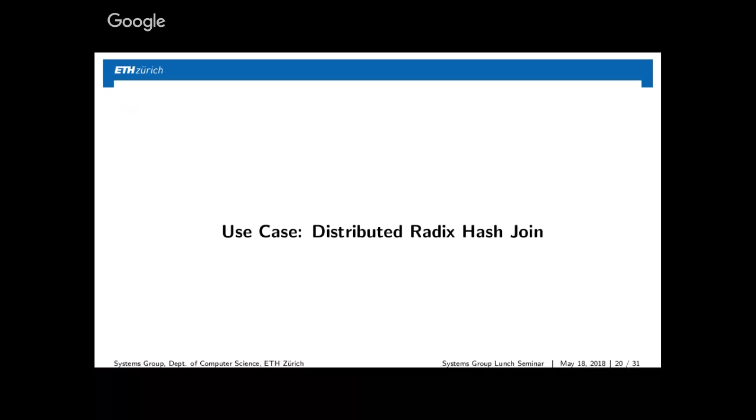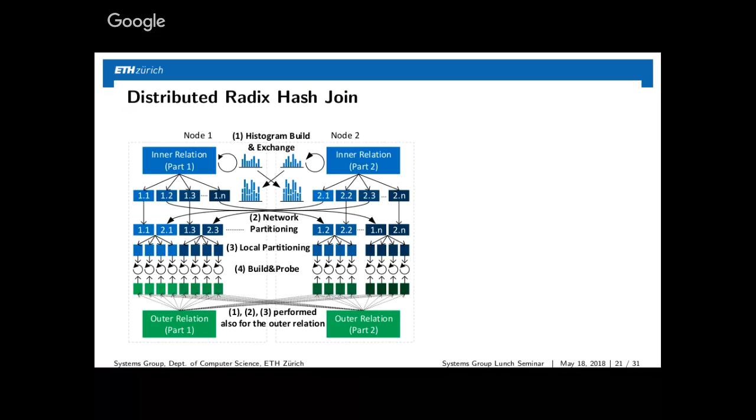So with that, I would like to go to the third part where we look at the use case, which is the distributed radix hash join. And first, I want to introduce how it actually works. So essentially, the distributed radix hash join has 4 phases. Let's take a step back. Essentially, every database join tries to join 2 relations or database tables. And that's what we're going to do here in a distributed manner.